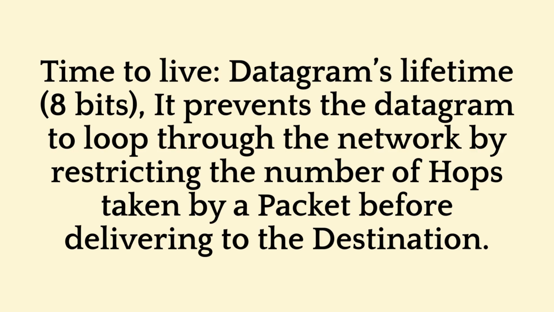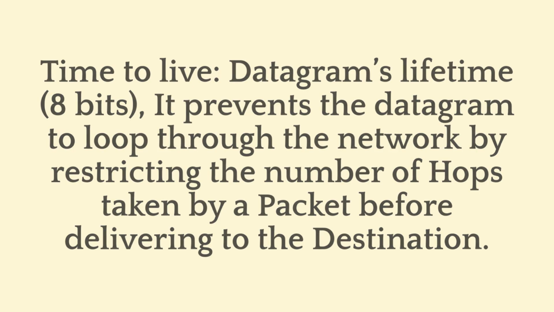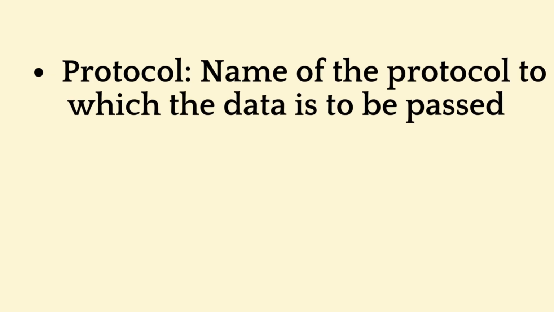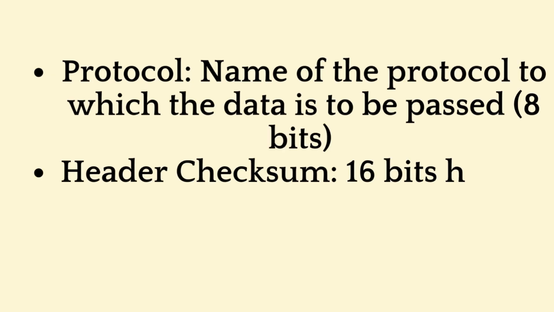Protocol. Here, name of the protocol to which the data is to be passed up a layer, protocol such as TCP or UDP. Header checksum. 16 bits, header checksum for checking errors in the datagram header.